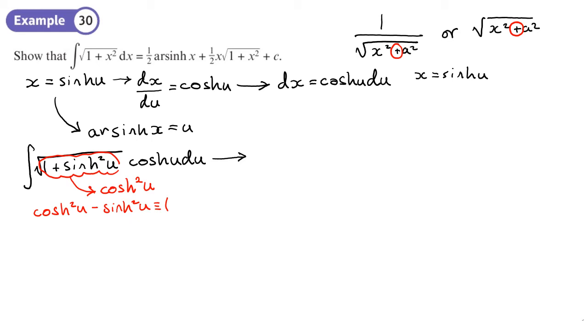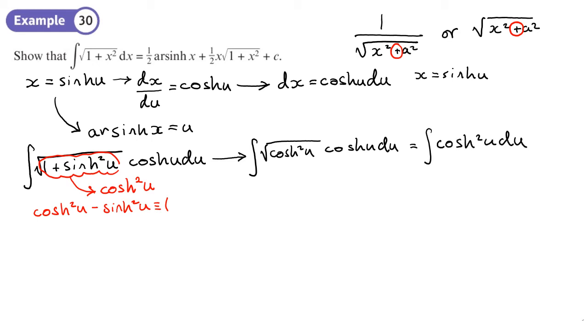So that will give us integrating the square root of cosh squared u, and you can see that's going to cancel out the square and the square root, cosh u du. And what that will leave us with is basically cosh squared u du. We want to integrate that. Now I can't use the reverse chain rule. I need a substitution, so we use the cosh double angle.